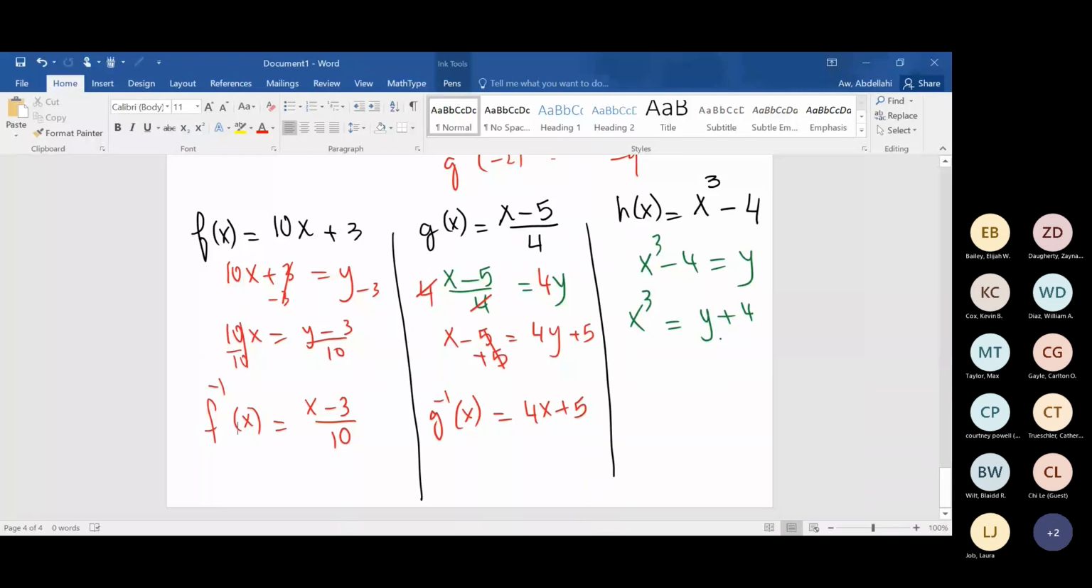Cube y plus 4, I think, for y. Okay, you're going to cube it or what? What is exactly the word? What do you do on both sides? You're going to take what? Oh, I mean the cube root, sorry. Exactly, cube root, thank you. So you get x equal to cube root of y plus 4. Everybody remember, if you want to cancel x cubed, you have to take the cube root. So h minus 1 of x is equal to cube root of x plus 4, right?